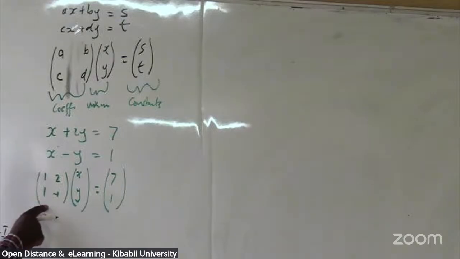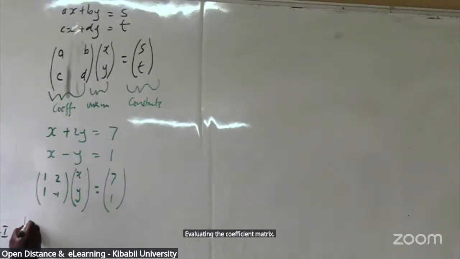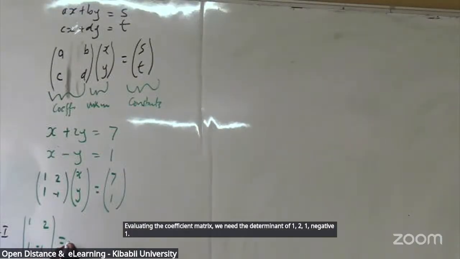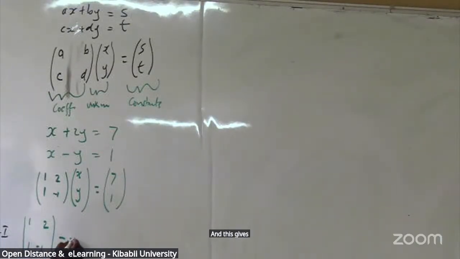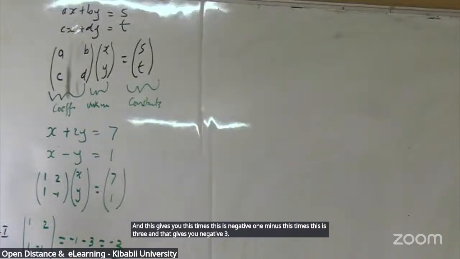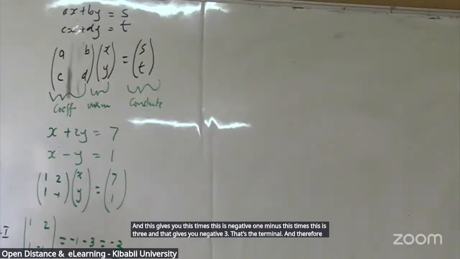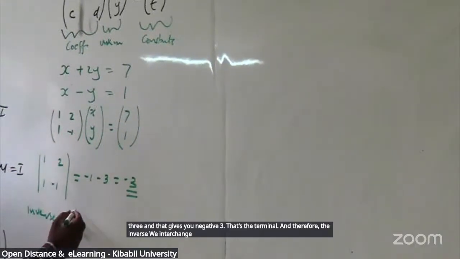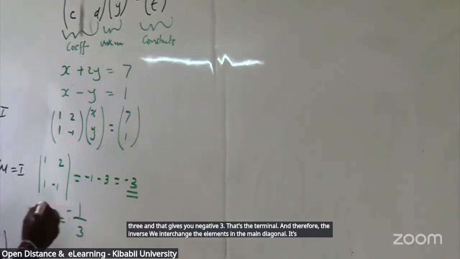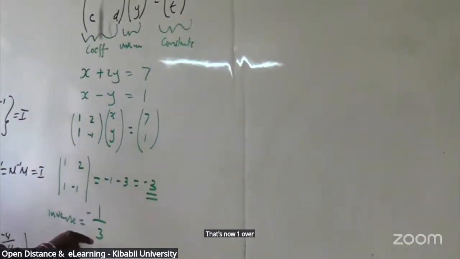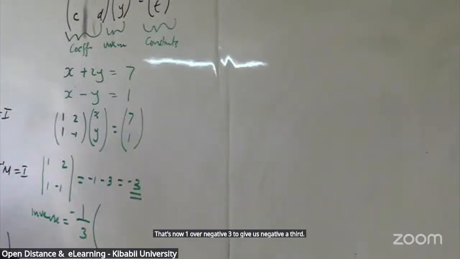Evaluating the coefficient matrix, we need the determinant of 1, 2, 1, -1. This times this is -1, minus this times this is 3, and that gives you -3. That's the determinant. Therefore, the inverse would be equal to, we interchange the elements in the main diagonal. It's 1 all over the determinant. That's now 1 over -3 to give us -1/3 times.